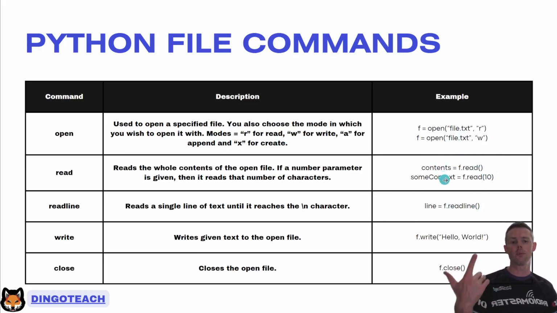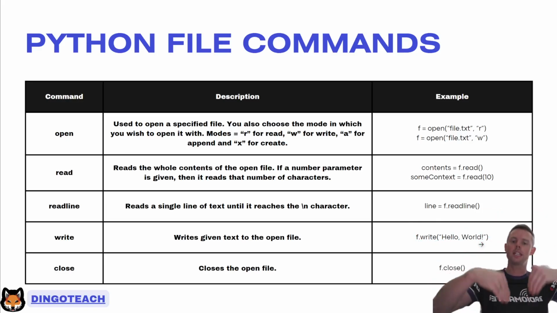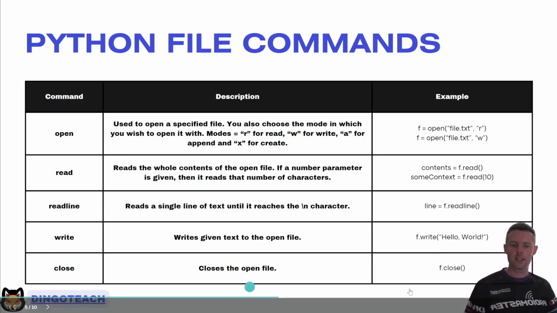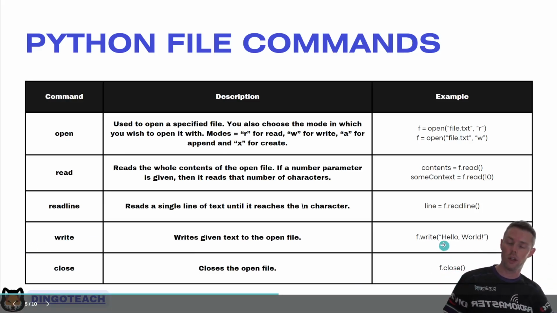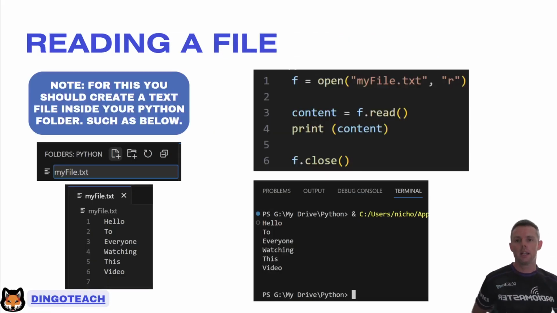If you're doing writing or appending, you're going to use the .write function. So if I do f.write, the contents in the brackets are put into the text file. A little bit like print, but this time it's going into a text file. And simply f.close to shut your file. Simple as that.